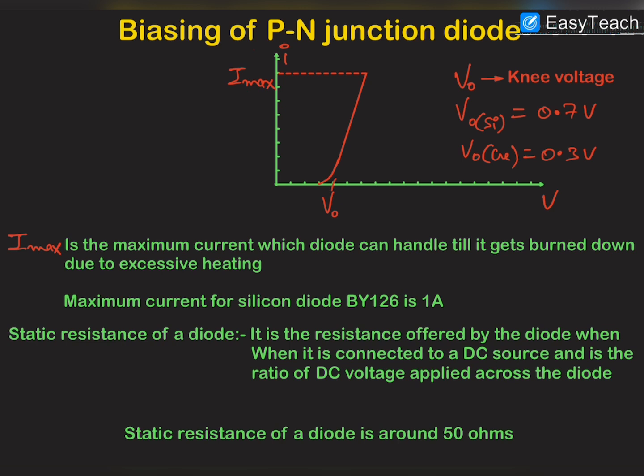Okay, and if we talk about the resistance of the diode, there are two types of resistance that the diode offers. One is the static resistance of the diode. It is the resistance offered by the diode when we are connecting a DC battery source to the diode and the current flowing through the diode is DC. So we can say that the static resistance of the diode is the ratio of DC voltage to the DC current flowing through the diode. And the static resistance of the diode in forward biasing is around 50 ohms.